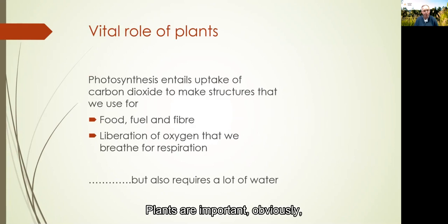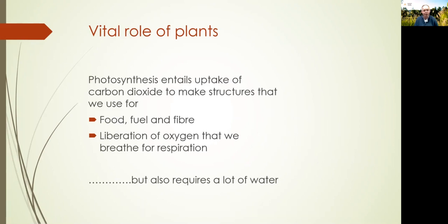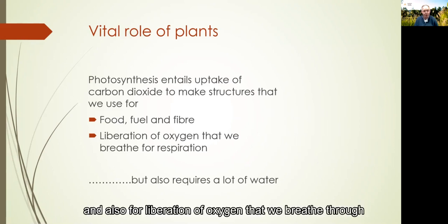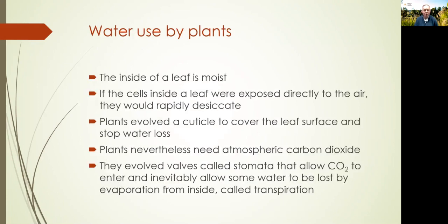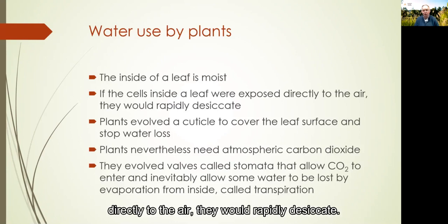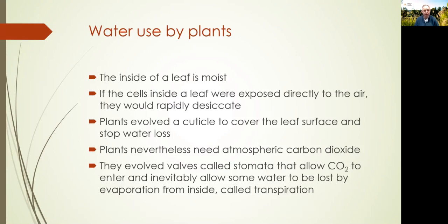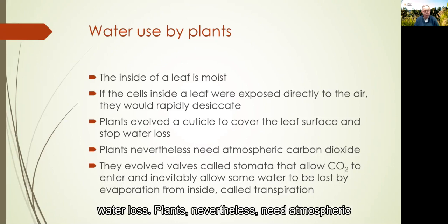Plants are important, obviously, to make structures that we use for food, fuel, and fibre, and also for liberation of oxygen that we breathe through respiration. But it also requires a lot of water. The inside of a leaf is moist, and if the cells inside the leaf were exposed directly to the air, they would rapidly desiccate. Plants evolved a cuticle to cover the leaf surface and stop water loss.